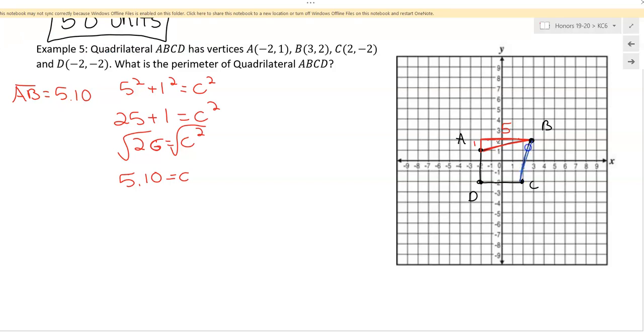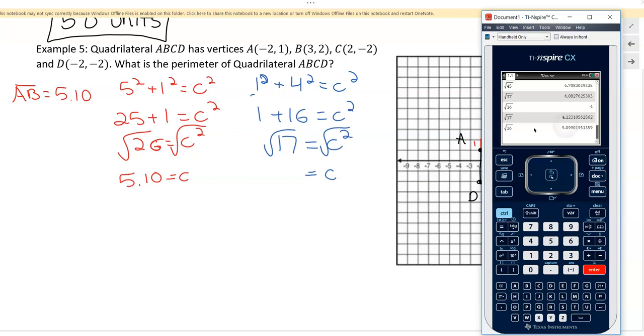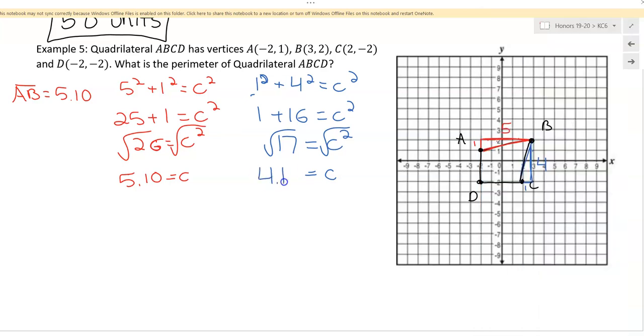If I look at this line, my x distance is 1. My y distance is 1, 2, 3, 4. So I have 1 squared plus 4 squared equals c squared. That's 1 plus 16. 17. We did this exact problem already. Still in my head there. The square root of 17 is 4.12. So that's B to C.